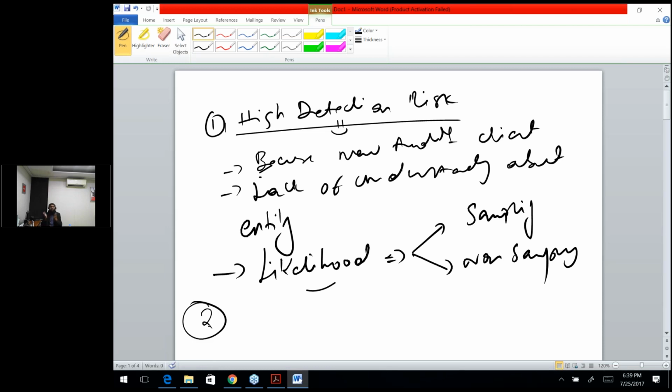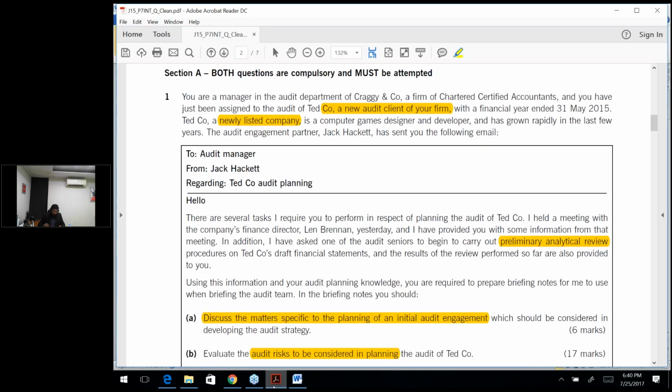It's not just about high detection risk. It's about the detection risk being high because it's a new audit client and we have a lack of understanding of this client. That's why the auditor might fail to detect the misstatement. So that's one of the risks.